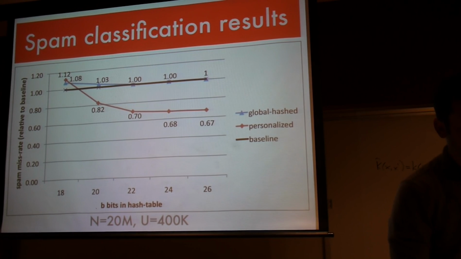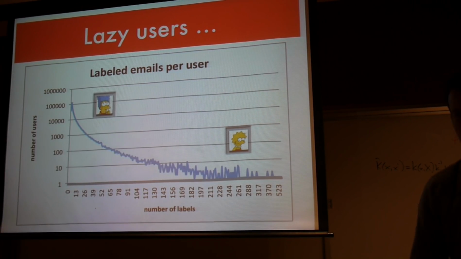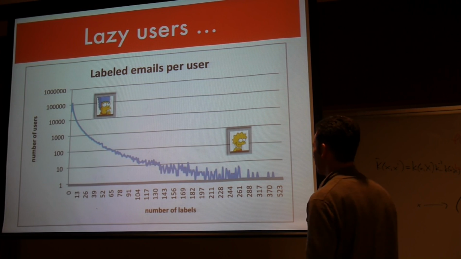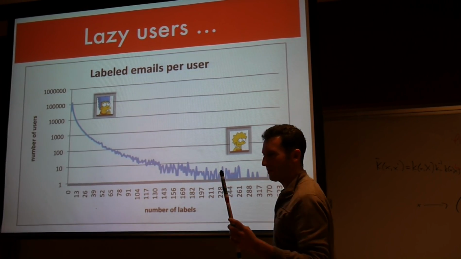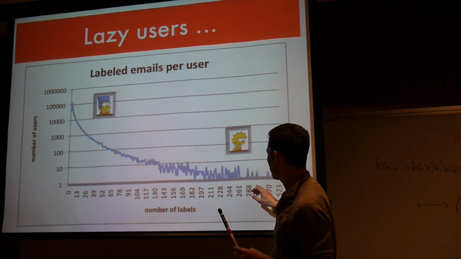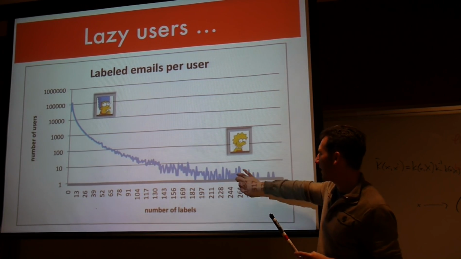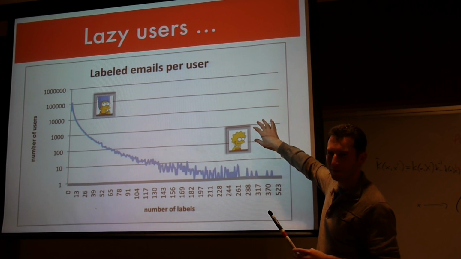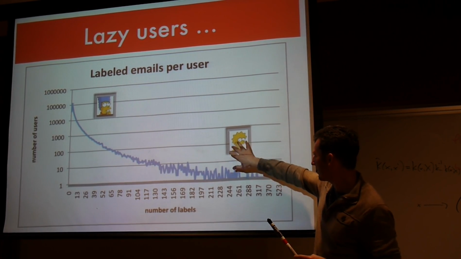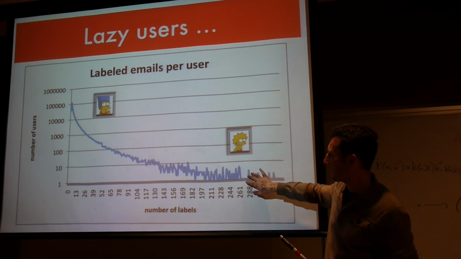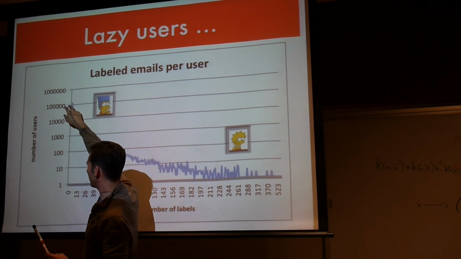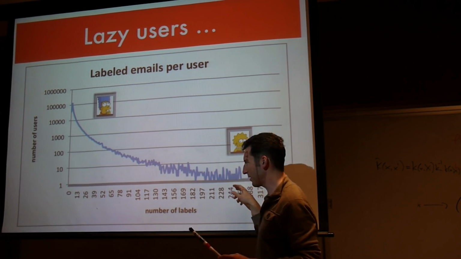Now, the big problem, however, is exactly this one here. This is our typical user base. And as we saw before in the very subjective poll, very few users are actually very diligent and label everything. I mean, yes, we love those users a lot, but unfortunately we don't have many of them. That's a log-scale number of users, number of labels that they apply.